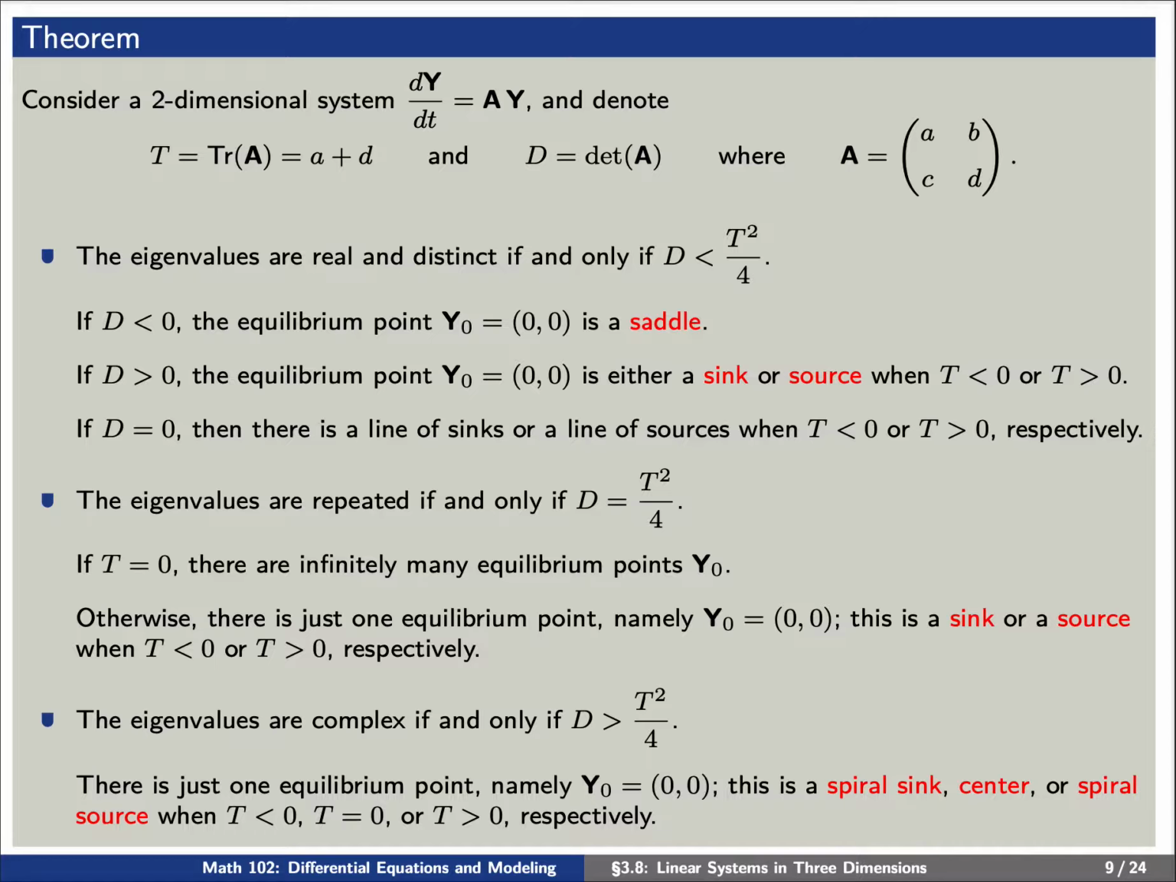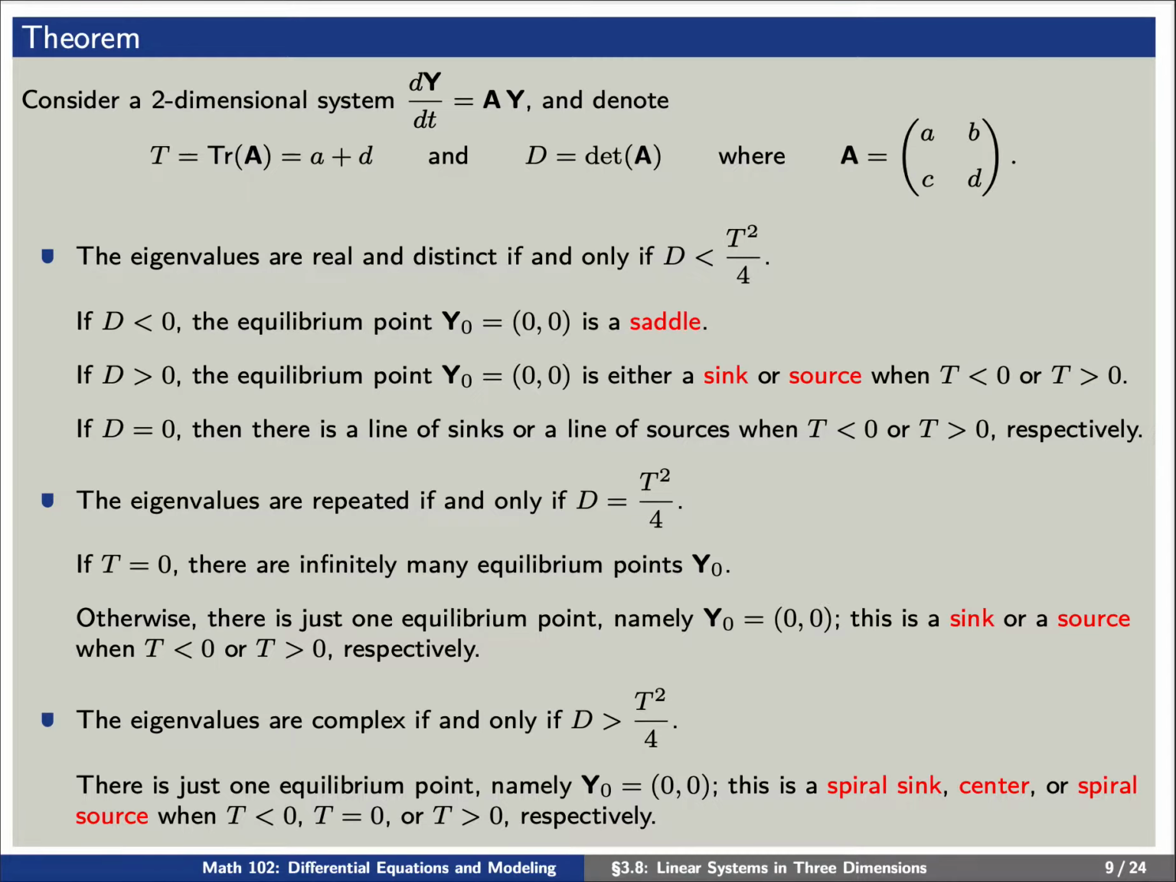First, the eigenvalues of A are real and distinct if and only if the determinant D is less than the square of the trace T divided by 4. If D is negative, then our equilibrium point, namely the origin, is a saddle. If D is positive, then our equilibrium point is either a sink or a source, depending upon whether the trace T is negative or positive. And if the determinant D equals 0, then there is either a line of sinks or a line of sources, depending upon whether the trace is negative or positive, respectively.